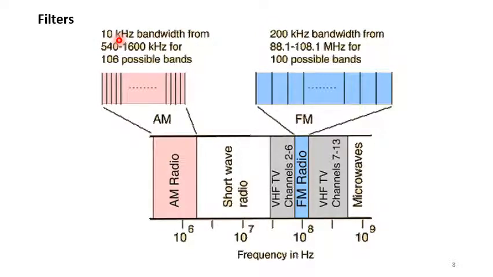Similarly, for the case of FM radio, frequency modulated, here we have a frequency range of 88.1. I think most of you have heard this one. So 88.1 to 108.1 megahertz, and they have around 100 channels or 100 bands, and each channel has a frequency bandwidth of 200 kilohertz. So I hope you understand.